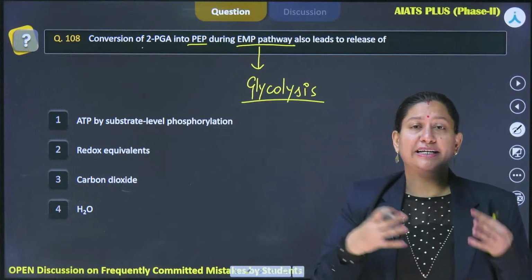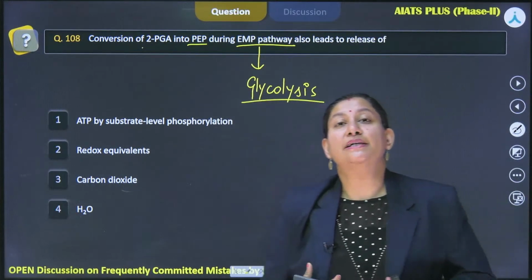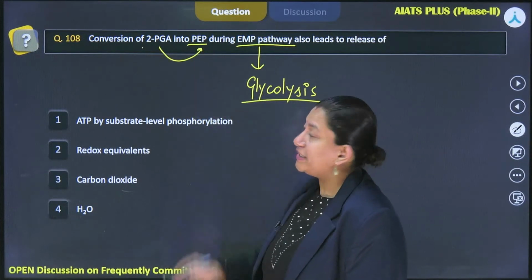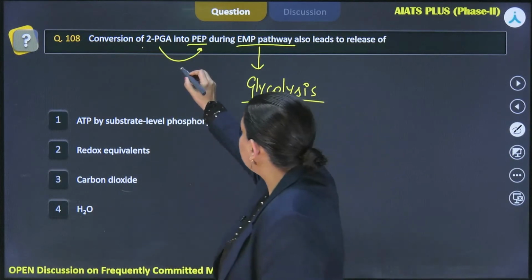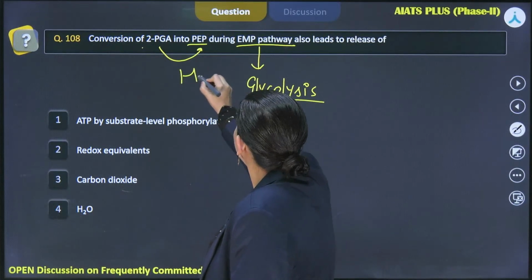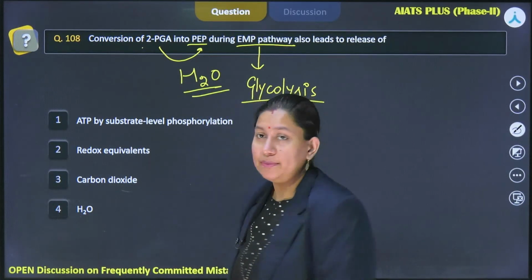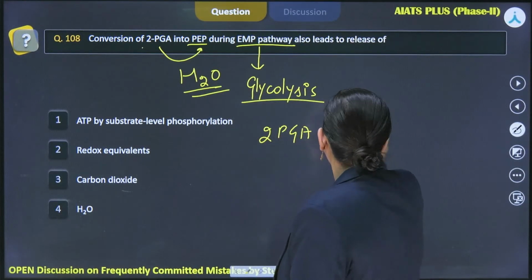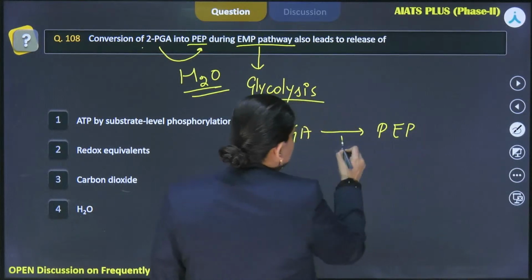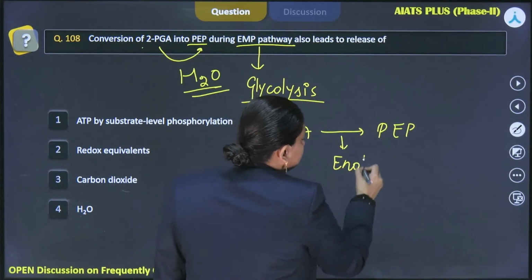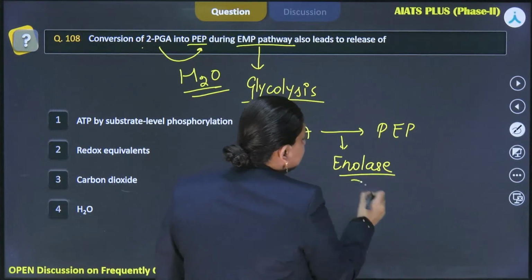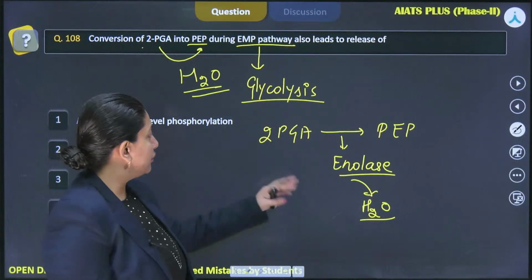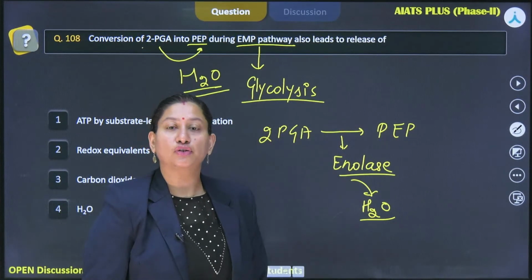And when PEP is creating the pyruvate molecule, that will be a substrate level phosphorylation reaction, and this conversion 2-PGA to PEP is releasing the water molecule, right? Because this particular reaction 2-PGA to PEP is catalyzed by the enolase enzyme, right? And this enzyme is going to release a water molecule so that this PGA could convert into phosphoenol pyruvate.